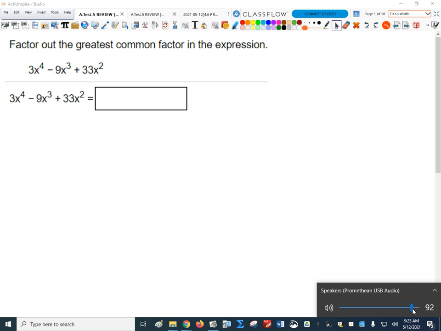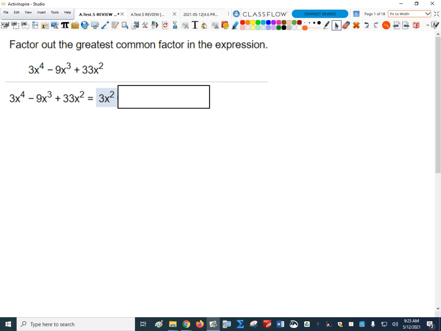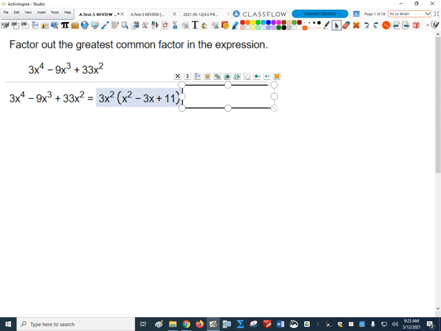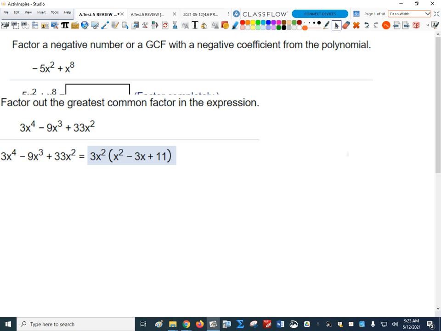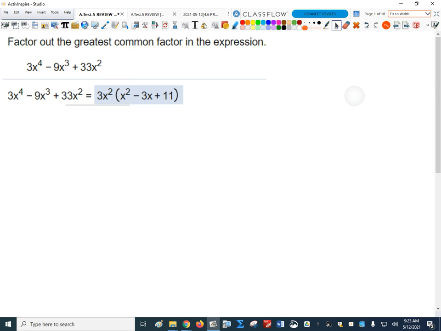There you go. Okay, so if I take out a 3x squared, what's going to be left behind? What's going to be left if I'm just dividing each of those 3 terms by the GCF to see what's left? Okay, so what's the first one going to be? Everybody agree? x squared, because 3x squared times x squared is 3x to the 4th. How about the next one? Negative 3x. Good. And the last one? There you go, plus 11. Awesome. You got it. Good stuff. Okay, so we're good with that.